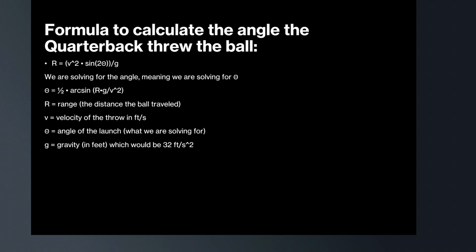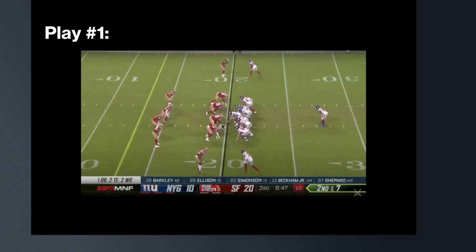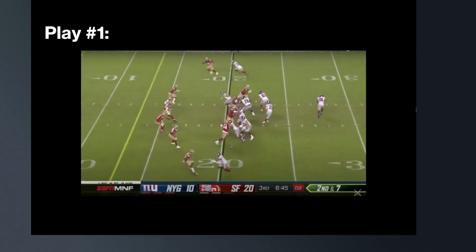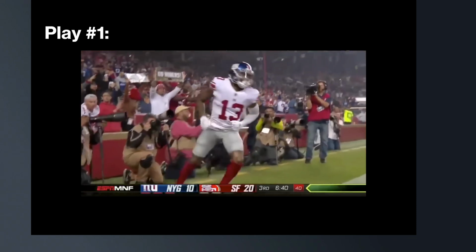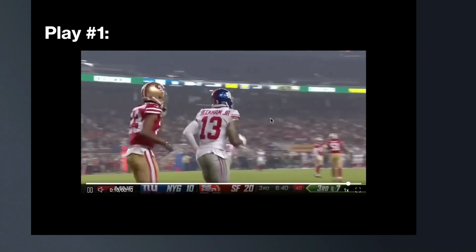And I'll show how all that is applied and how I ended up getting that equation instead of the regular projectile equation. So here's my example; I'm going to show you two examples. This is play one, where you can see that this ball is incomplete and the ball is a little bit out of reach of the receiver right there.